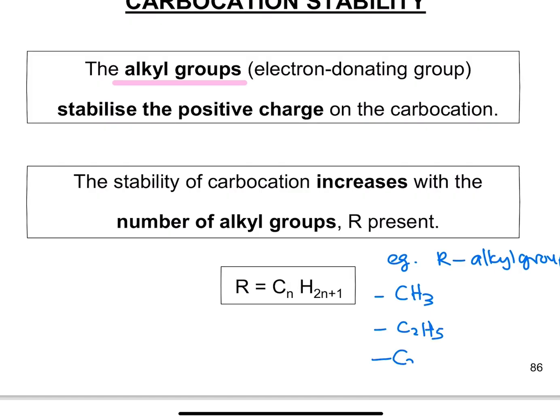Okay, and C3H7. So all these are your alkyl groups. Their names: methyl, ethyl, propyl. These are all examples of your alkyl groups. Okay, we give them a general symbol which is R.